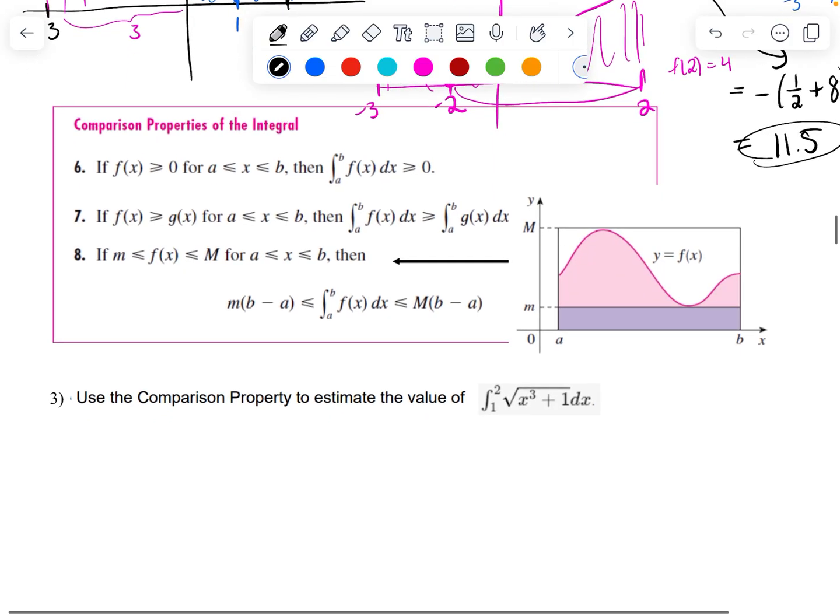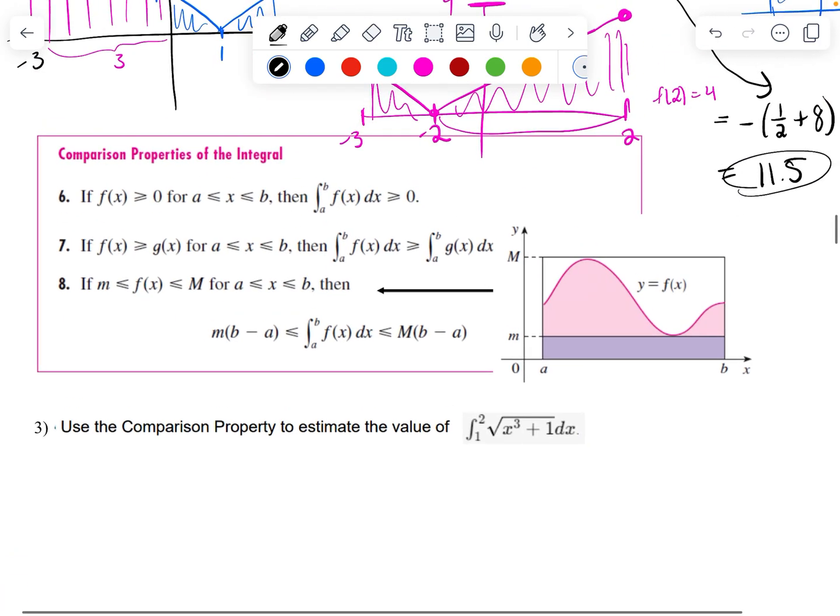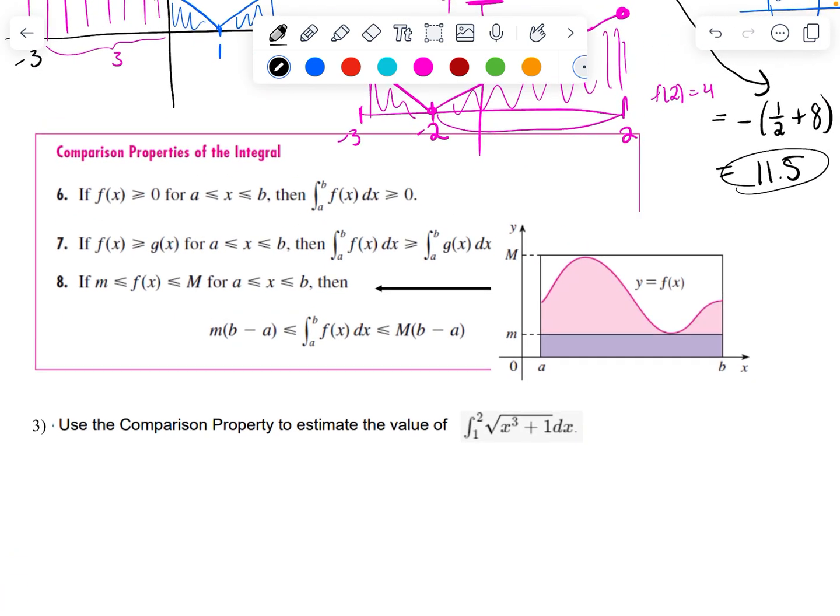Okay, comparison properties of integrals. It's basically saying, if you wanted the absolute max value of an integral versus the absolute minimum of the integral, what you do is you figure out what the maximum, like, what's the biggest rectangle you can make. So this is like the largest height. And then this one is the smallest height.